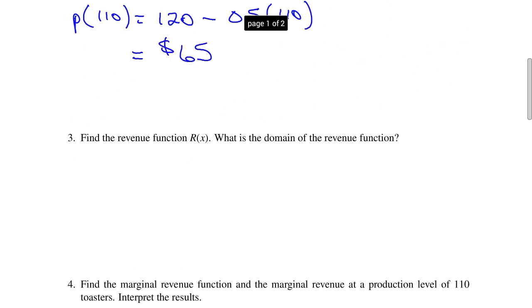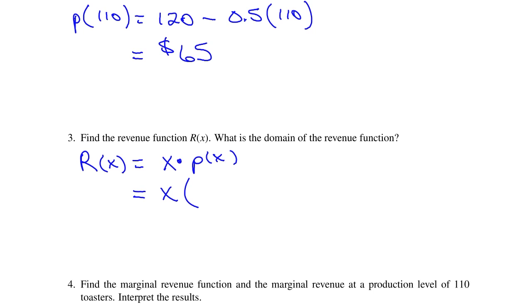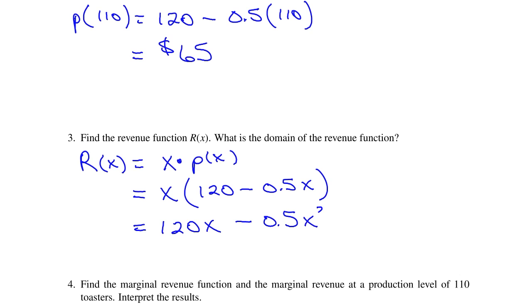Question 3. Find the revenue function and the domain of the revenue function. So recall that the revenue function is x times the price function. So this would be x times 120 minus 0.5x, which is 120x minus 0.5x squared. The revenue function's domain is inherited from the price demand function.